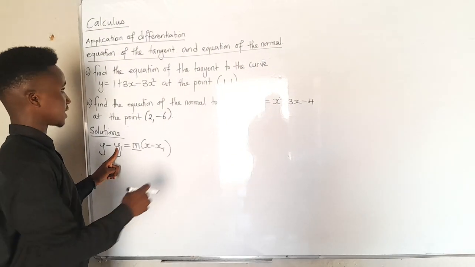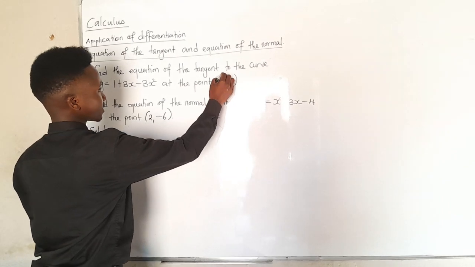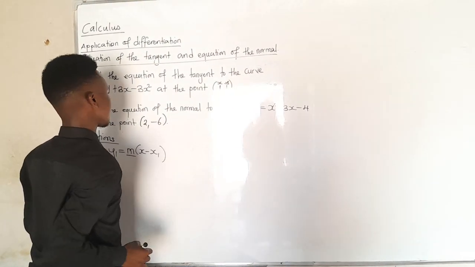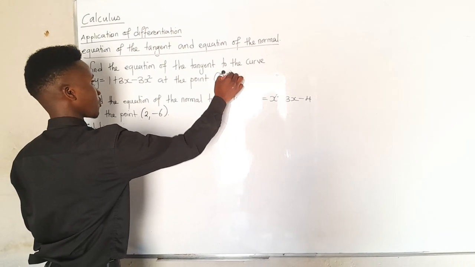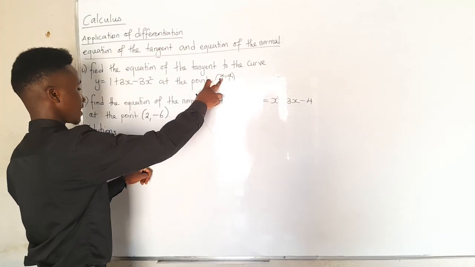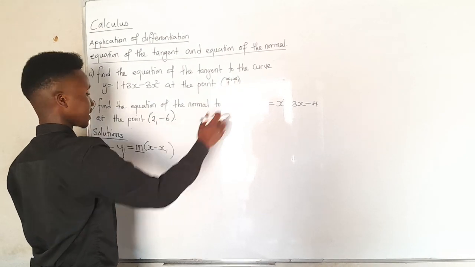So y1 is just one of the coordinates. This is our x coordinate, this is our y coordinate. So y1 is this one here. You can name it x1, y1 there. So wherever there is x1 you replace, wherever there is y1 you replace, like that.